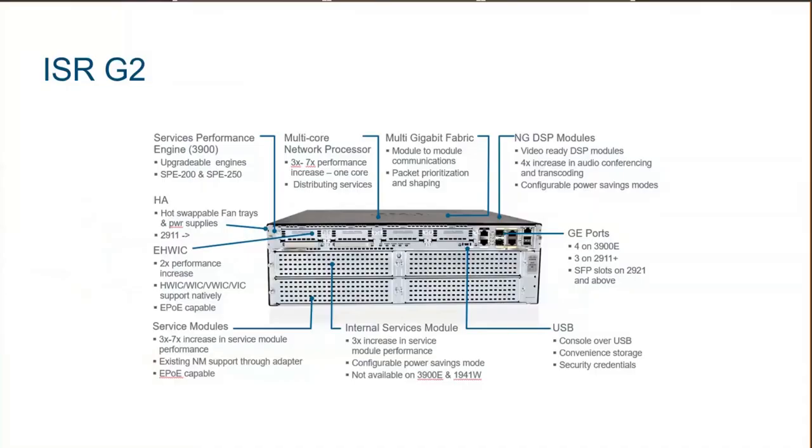So these are, as I was telling, older devices compared to ISR 4K and ISR 1K. These are almost near to end of life, after which we won't be supporting them. ISR G2 devices are not as modular as ASR 1K devices, and they run IOS operating system, not IOS XE. So this is a typical 3900 device.